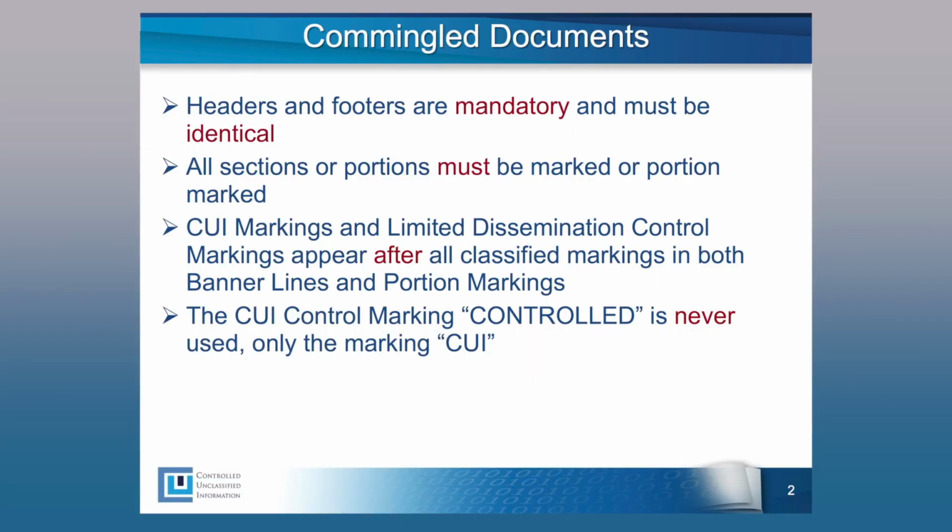Before getting into the specifics, I'm going to talk about some general rules for marking commingled documents. First, headers and footers are mandatory and must be identical. Second, all sections or portions of a document must be either marked or portion marked. Third, CUI markings and limited dissemination control markings appear after all classified markings. Fourth, the CUI control marking controlled is not used in a commingled document. Instead, you must only use the control marking CUI.